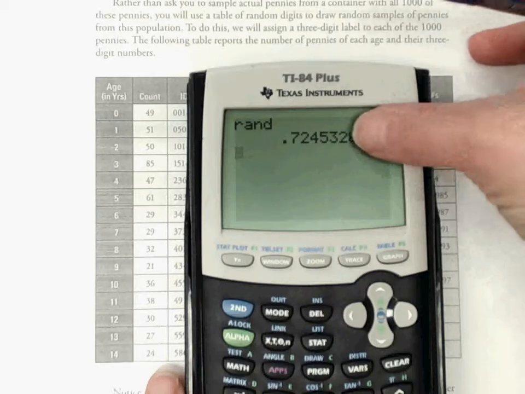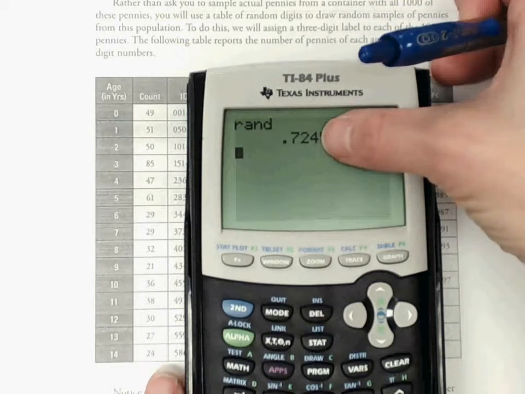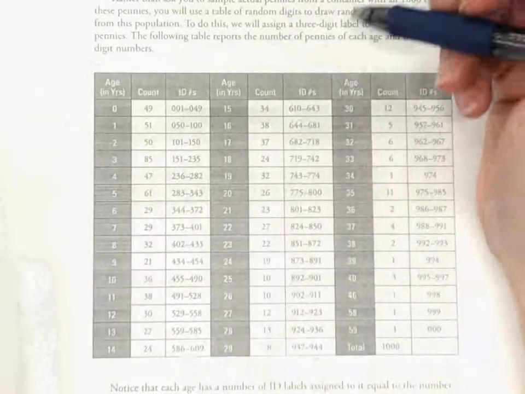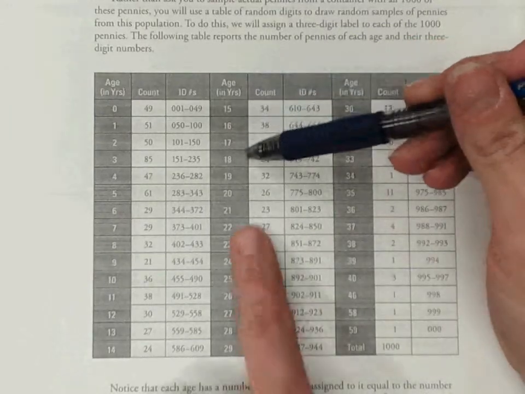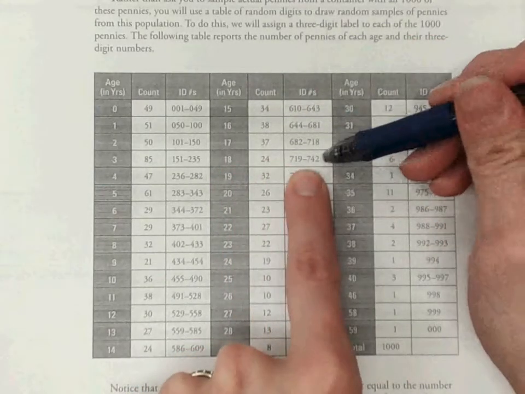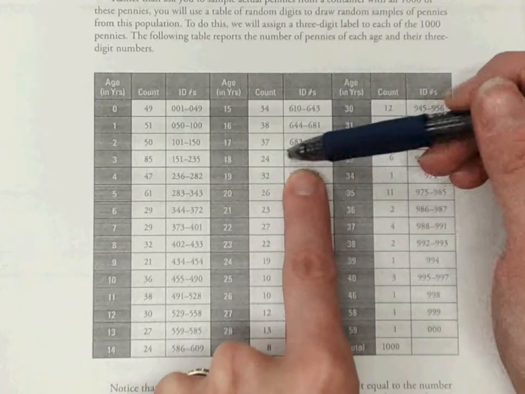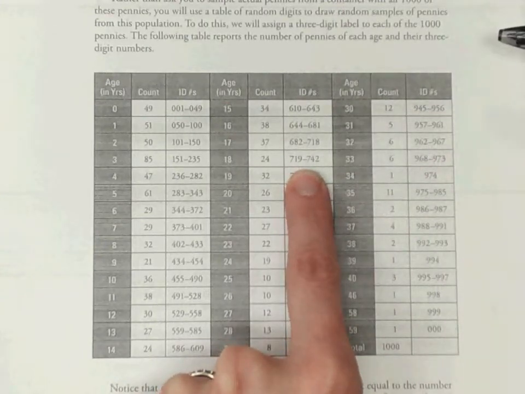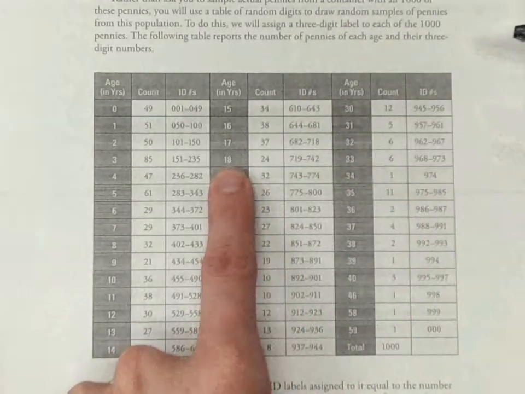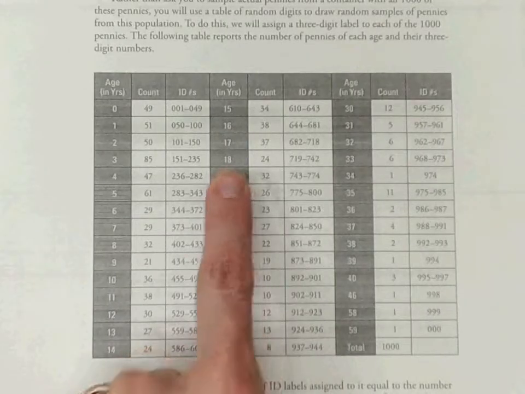So if this was my number, I would have 724. I would look on my table to see where 724 is. And it's right here. 724 falls between 719 and 742, so it is an 18-year-old penny. Okay, that would be one of my numbers.